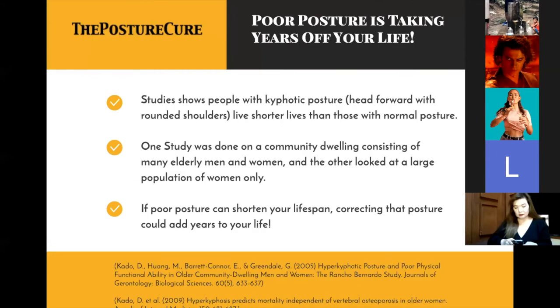And there's an interesting study where it showed that people with what's called the kyphotic posture, which is basically a rounding of the shoulders and the upper part of the back has like a hump on it, okay?